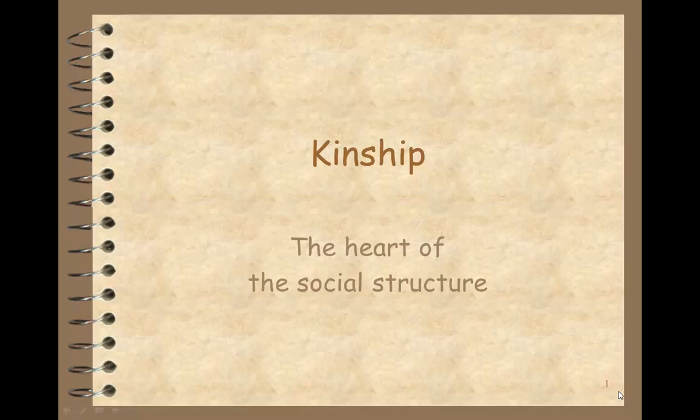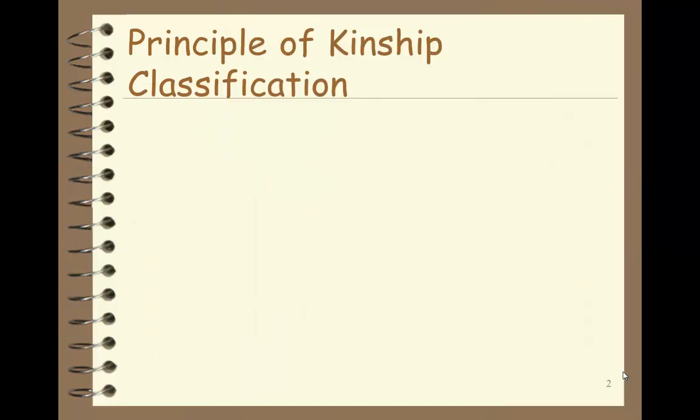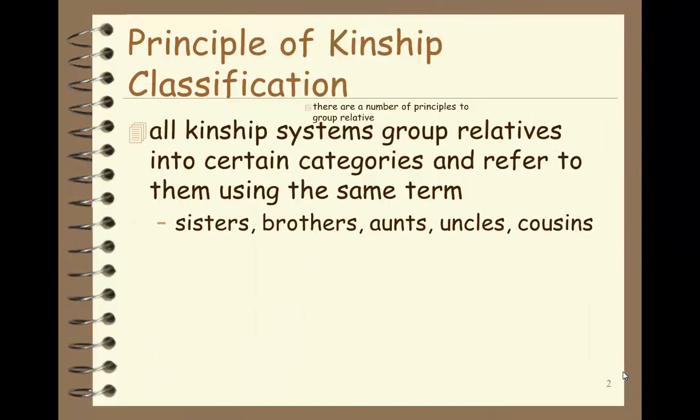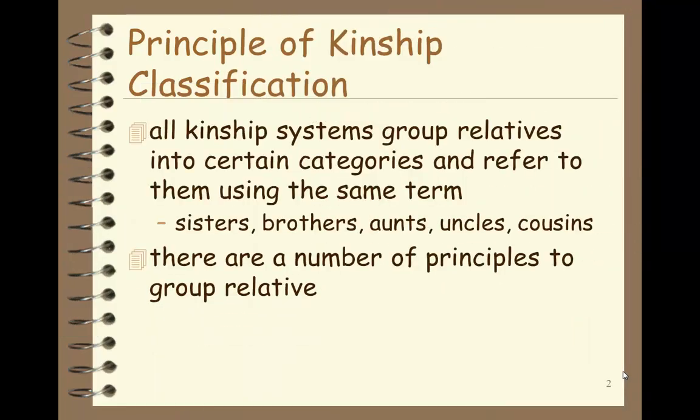Kinship is the heart of the social structure, and that is why we are doing a kinship diagram, and also why we are going to be working on this kinship chart. Now, as you work through this chart, you're going to see a number of principles are used to group relatives together. By doing that, we can see who is important in that kinship group and who is not considered as important.